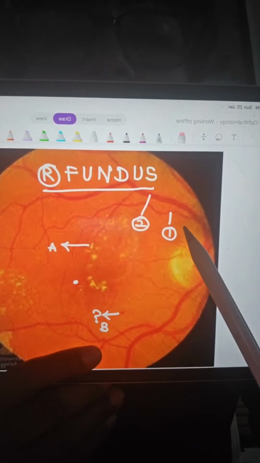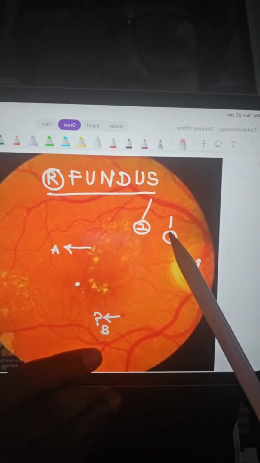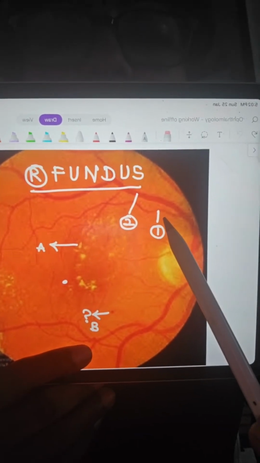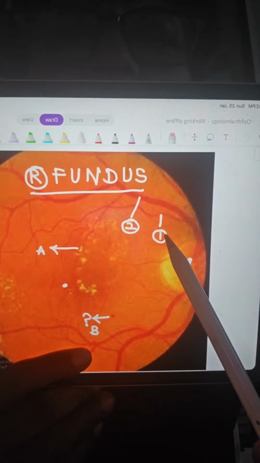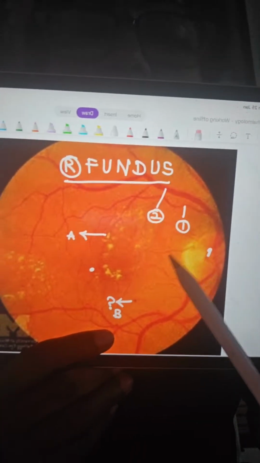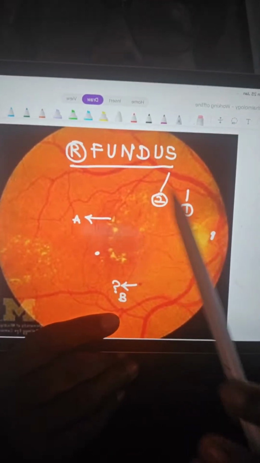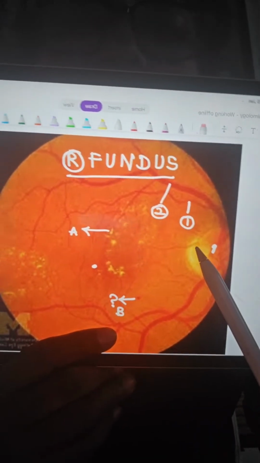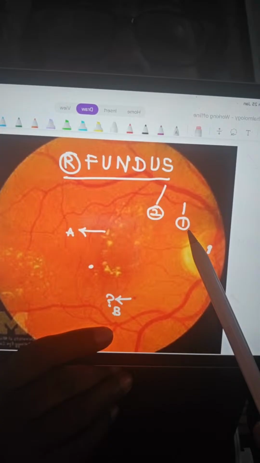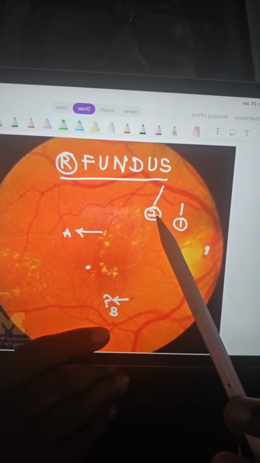Now I want you to first identify what I have marked as number 1 and what I have marked as number 2. What is number 1? Is this an arteriole or a venule? This is what I want you to identify first. We already know that we are looking at the right-sided fundus. So what is the structure that I've marked as 1 and what is it that I've marked as 2?